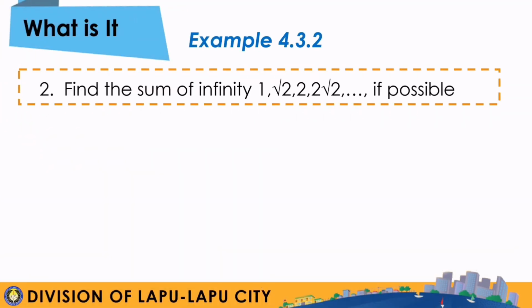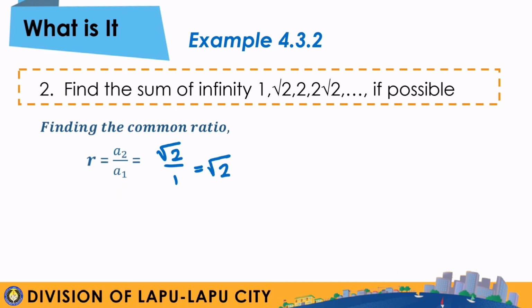For our second example, let's find the sum to infinity of 1, square root of 2, 2, 2 square root of 2, and so on, if it is possible. Let's solve for the common ratio. That is, divide the second term by the first term. So we have square root of 2 divided by 1. And we have our common ratio square root of 2. So since our common ratio is square root of 2 and it is greater than 1, then it has no sum. And we are finally done with our week 4's lesson.